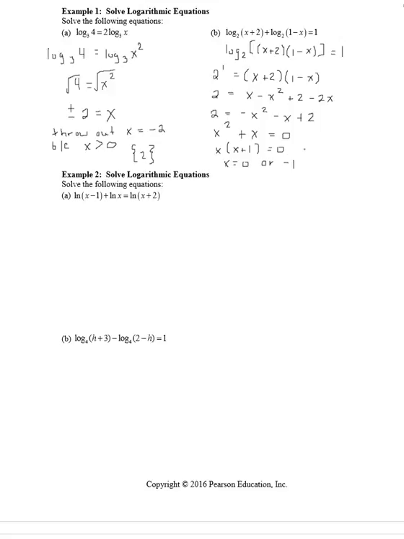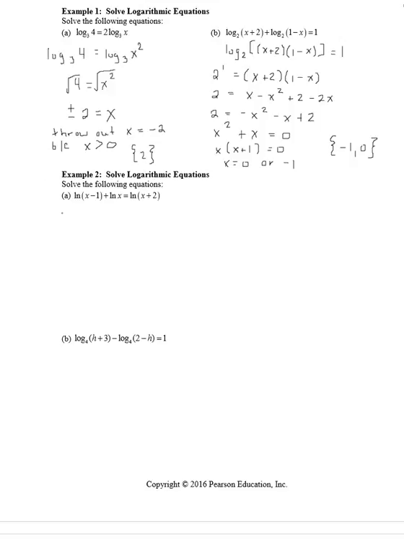Now, we have to check our answers to make sure that we don't get a negative in an argument in our original equation. So if we put 0 in for x, we get 2 in the first logarithm, and we get 1 in the second logarithm. So we're good. If we put in negative 1 in the first logarithm, we get positive 1. And if we put in negative 1 in the second logarithm, we get 2. So we're still good. So our solution set is negative 1 and 0.